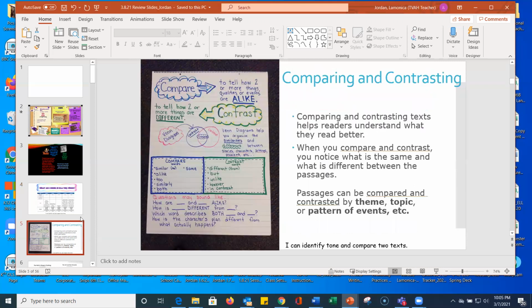All right, with that being said, let's get started on the lesson, comparing and contrasting. Comparing and contrasting text helps readers understand what they read better. When you compare and contrast, you notice what is the same and what is different between the two passages. I love using Venn diagrams for this. Passages can be compared and contrasted by their theme, their topic, pattern of events, etc. And I love this little visual here. That is so cool.